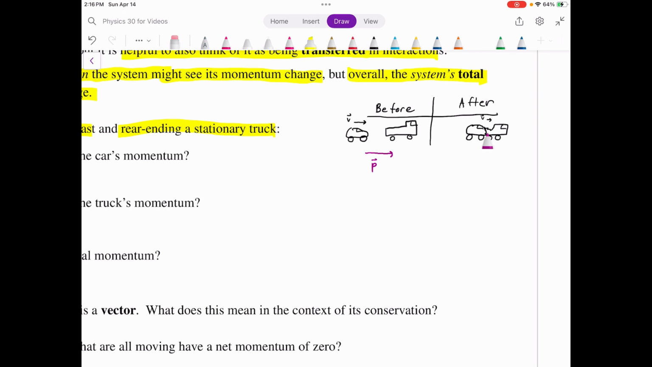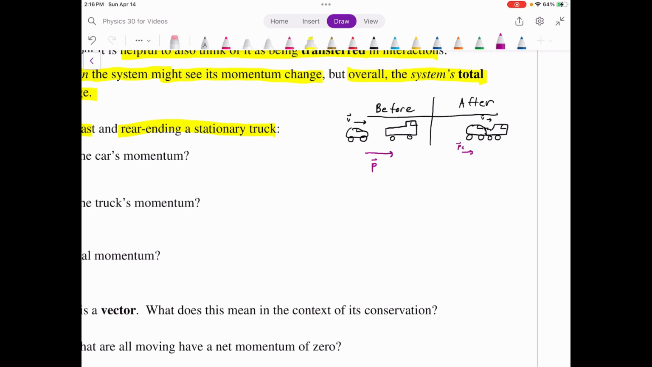Now, afterwards, the truck is going to be moving to the east. The car hits it and pushes it to the east. What's going to happen to the car? It's going to get slower, because of this collision it's had with the truck. So the car gets slowed down, the truck gets sped up. Now, that means the car is going to end up with a little bit less momentum. I'll call that PC for car.